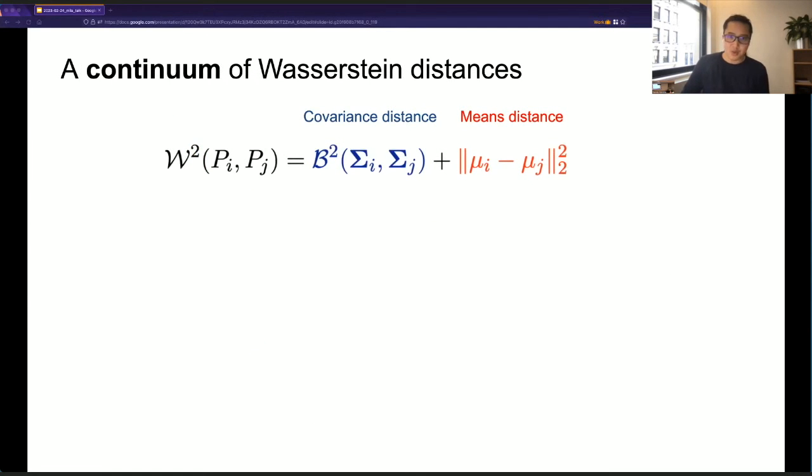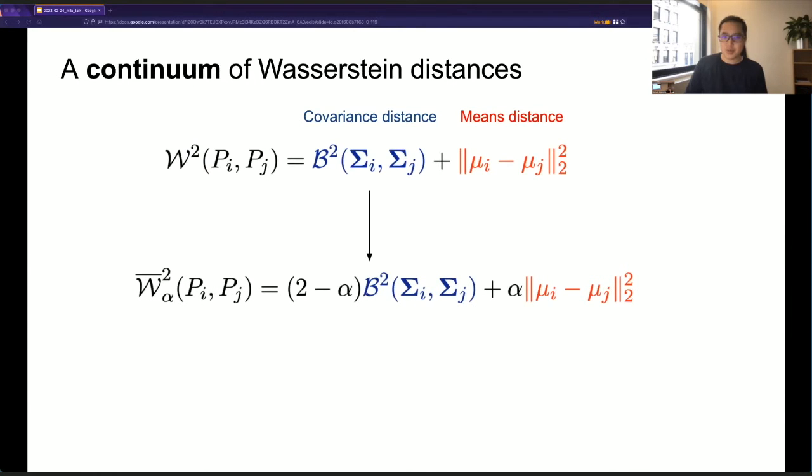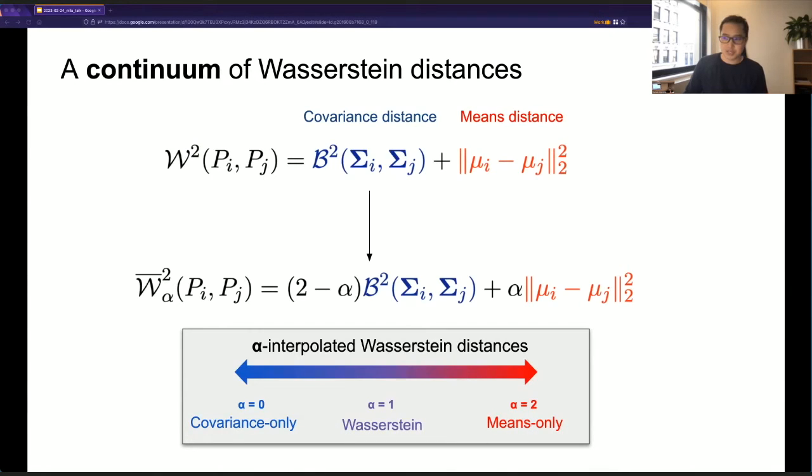So you may have noticed that the Wasserstein distance is just the equally weighted sum of two distances, the covariance Bures distance and the means distance. And each term alone actually defines a metric. And the sum of any two metrics in general is still a metric. So to explore the individual contributions of means distance and covariance distance to representational differences in geometry, we introduce a simple scalar parameter alpha, which ranges between 0 and 2, that sweeps a continuum of Wasserstein distances.